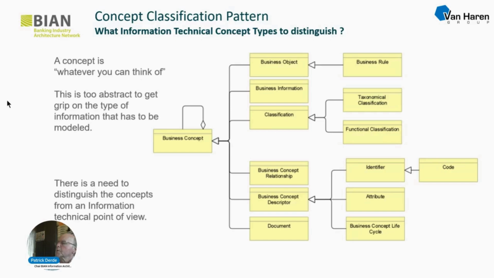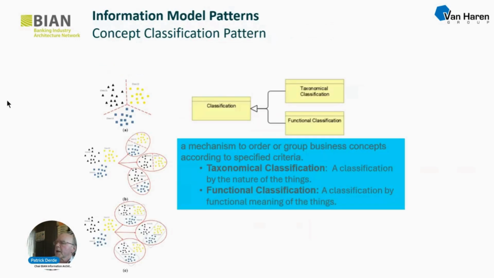Also for that, we use a classification pattern. Some of the concepts are real business objects. Other concepts are business information, which means data of different business objects which are brought together in something, in a meaningful message. That's business information or classifications and so on. So we also use a pattern to help us classify these concepts. And now I will show you why these classifications are important. What I'm talking about now is conceptual, purely conceptual.